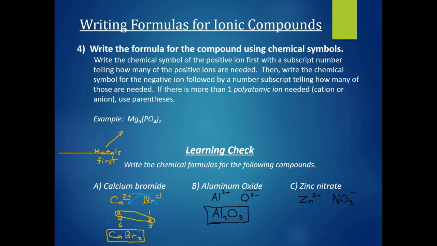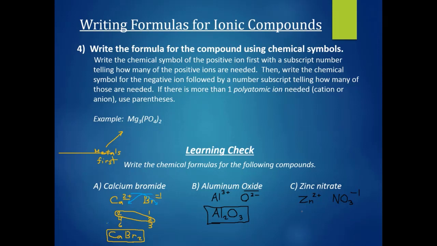So what's the lowest common multiple of those charges? I got a -1 and a +2. 6. Nope. The charge of nitrate is not 3. The charge of nitrate is a -1. There's 3 oxygens, so you don't want to confuse the subscripts for superscripts. The superscript tells you the charge, and the charge of nitrate is -1.